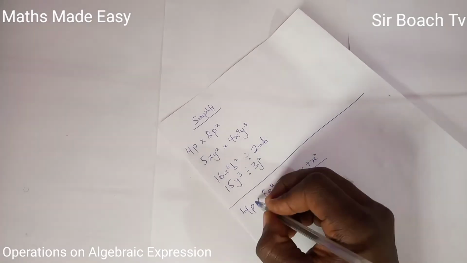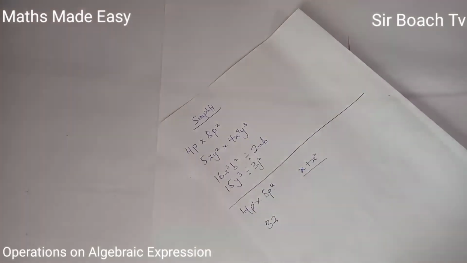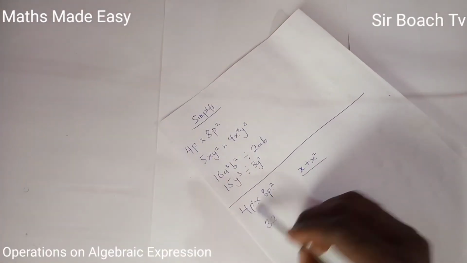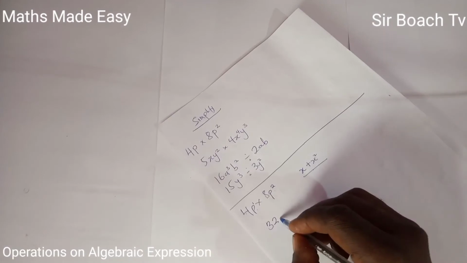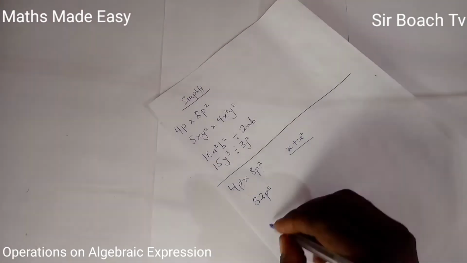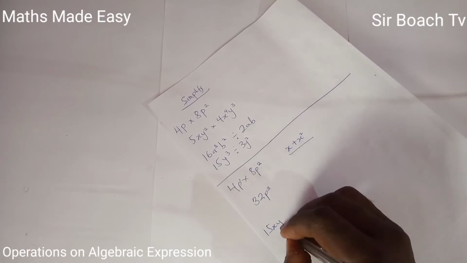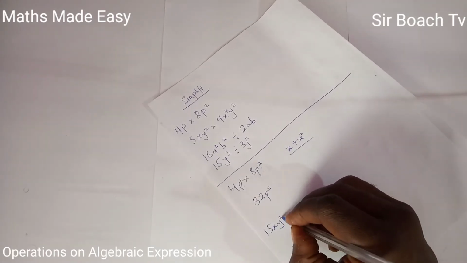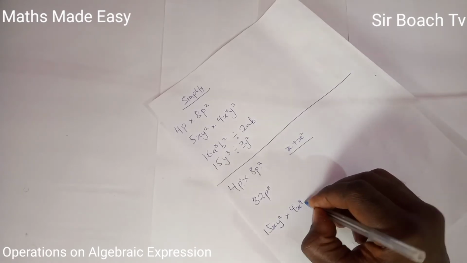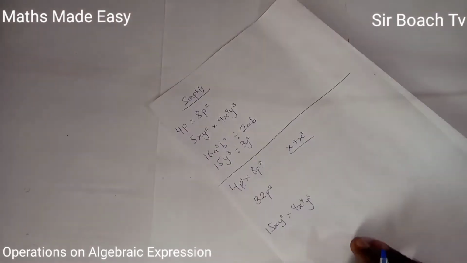So you see, this one has an invisible power of 1, right? And indices says that when they are multiplying, we add the powers. So since we are multiplying p and p, we can add the powers. So we get p to the power what? 3. The next one says 15xy squared times 4x to the power 4 y to the power 3.